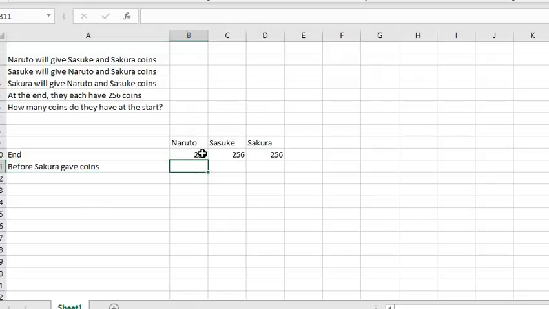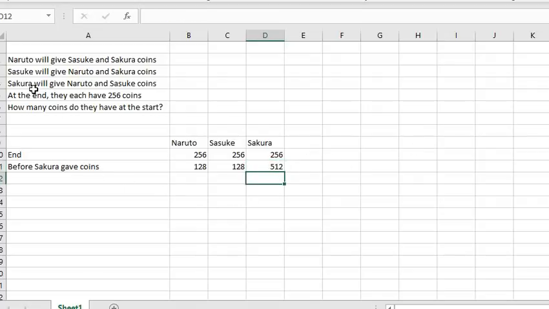Well, we know that this number is doubled because Sakura gave Naruto as many coins as he has. So we should divide this number by 2. And we get 128. Similarly, we will divide Sasuke's coins by 2, and we should also get 128. So meaning, before Sakura gave coins to Naruto and Sasuke, she has 128 plus 128 plus 256. So let's write it down: 256 plus 128 plus 128.